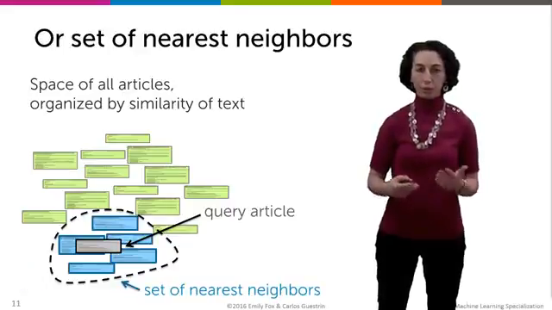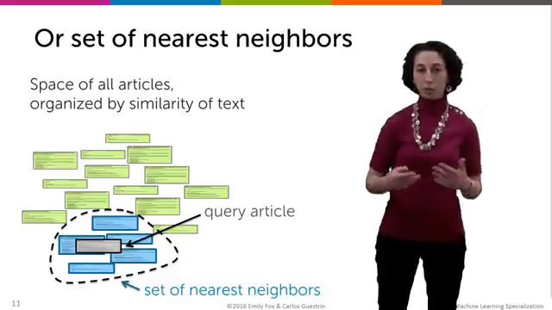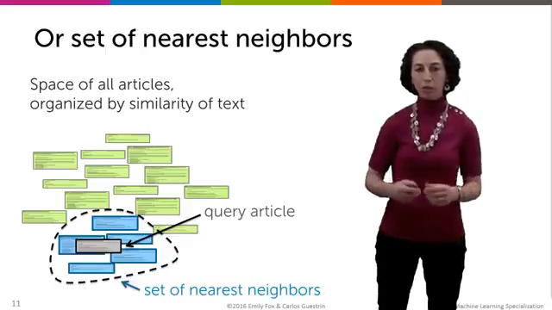Or as an alternative to what's called the one nearest neighbor approach that I just described, we might want to present the reader with a set of possible articles. So maybe the k nearest neighbors, and that's a more general formulation of this retrieval task.